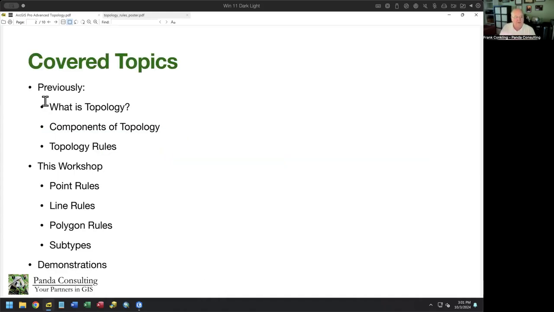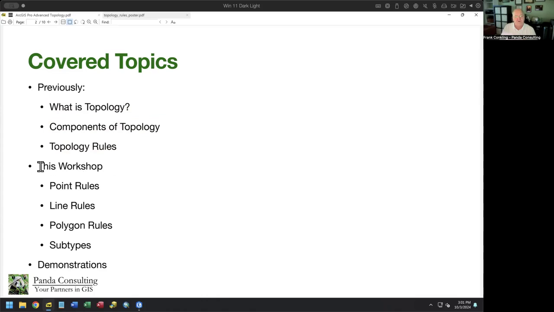Previously, at the last time we got together, we talked about topology, what topology is, and how it actually works. We introduced that whole concept of the three different stages of topology: the cracking, the clustering, and the validation of the rules. We looked at the various components and how you can explore them, and we did an introduction of the rules.